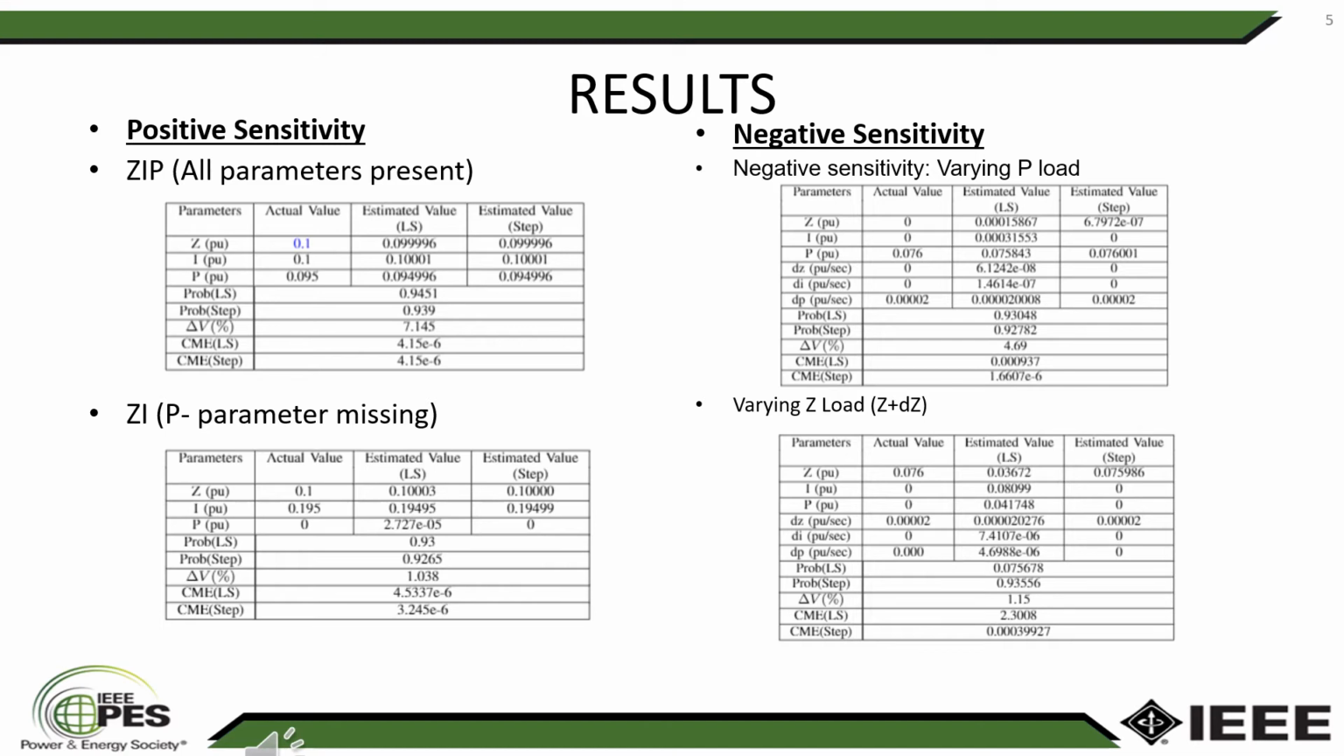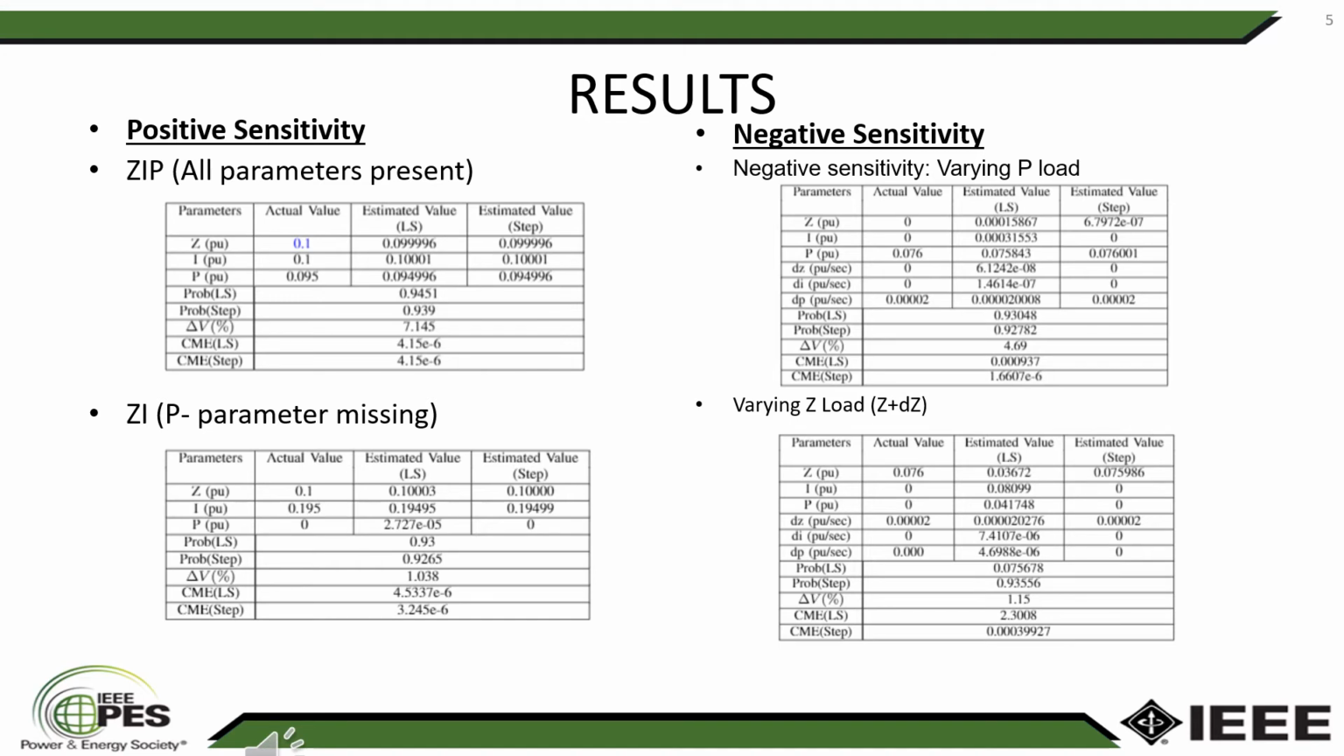For positive sensitivity scenarios, the first scenario that I report has all parameters present. That means that all Z, I, and P parameters are present. And in this case, we have around 7.145% deviation in voltage measurements. Because of that enough deviation, we are able to estimate parameters correctly with both these estimation methods. And that is observed in the confidence factors as well.